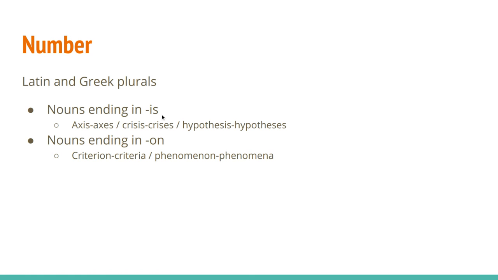Then we have some other words. Nouns ending in -is change for -es. This is difficult to remember. Axis, axes, crisis, crises, hypothesis, hypotheses. There's a change in pronunciation as well here, where this is axis, this is axes, where this is crisis, this is crises. Okay, so the sound here is longer in plural form.